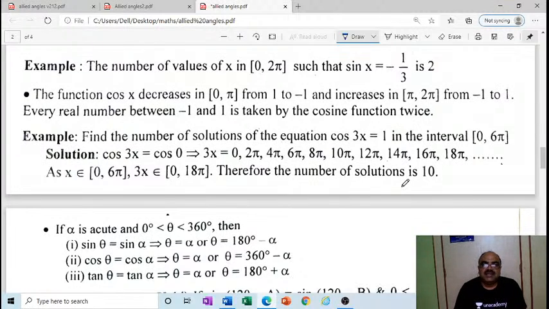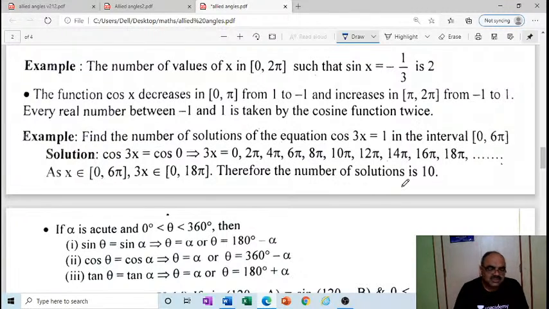Every real number between minus 1 and 1 is taken by the cosine function twice. Find the number of solutions of the equation cos 3x equal to 1 in the interval 0 to 6 pi. Cos 3x is equal to cos 0. So 3x can be equal to 0, 2 pi, 4 pi, 6 pi, 8 pi, 10 pi, 12 pi, 14 pi, 16 pi, 18 pi, etc.